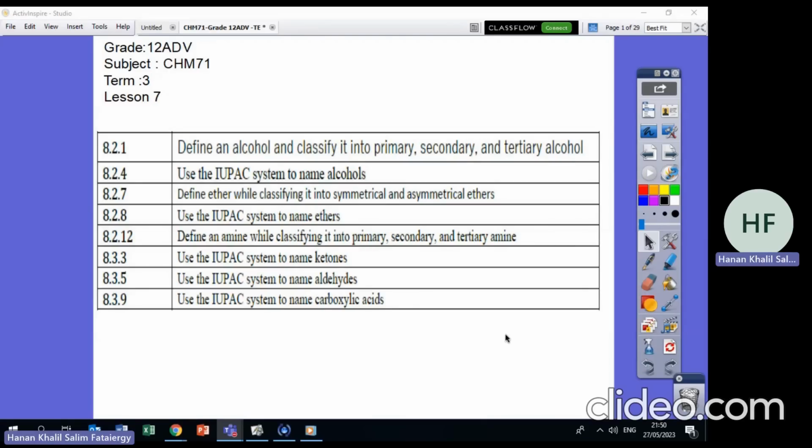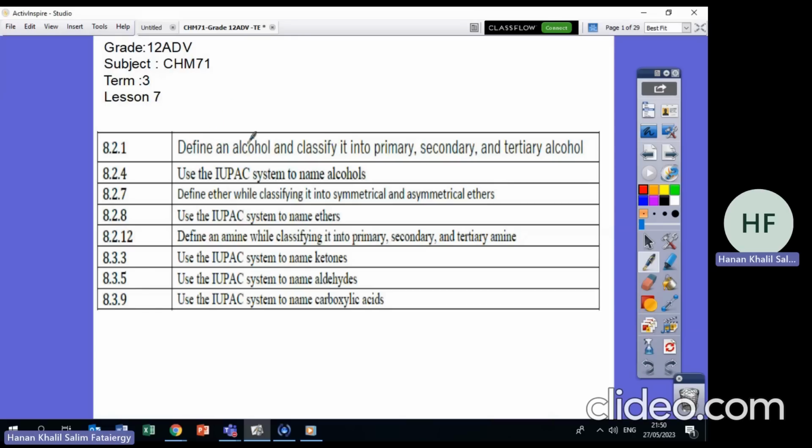Okay, assalamu alaikum. Today I'm going to explain for you the last two lessons in your required KPIs for the term 3 material. As you can see here, any KPIs numbered 8.2, this means this is lesson 7, and the ones that are labeled 8.3, this is lesson 8. So here I combine 7 and 8. You know that some KPIs were cancelled. This is only the required KPIs.